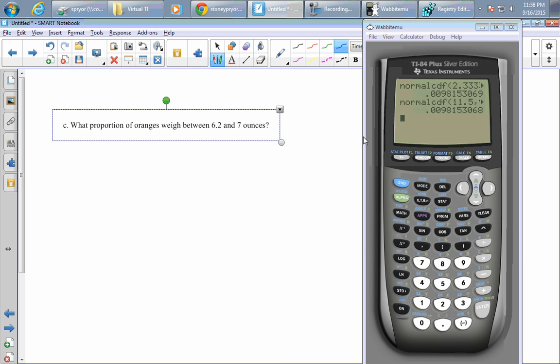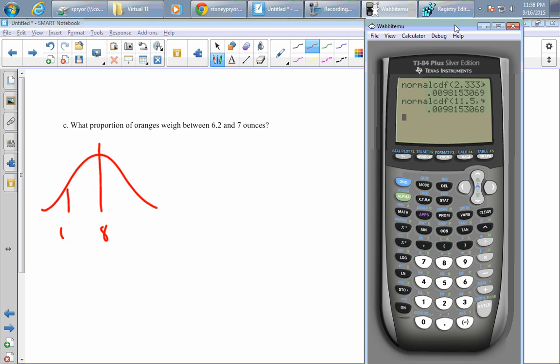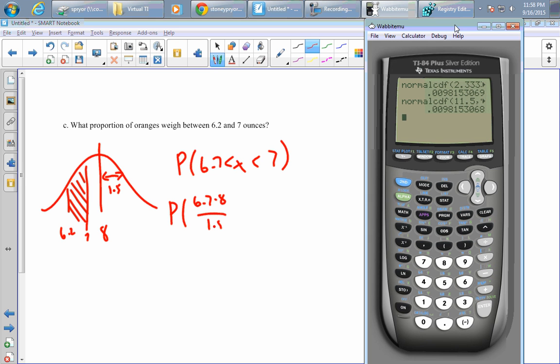The next one is really nice when it says, hey, what proportion of the oranges are between 6.2 and 7 ounces? So I'll draw my curve like I've always done because I expect to see a curve. Here's 8, here's 6.2, here's 7, here's the area I'm interested in, here's the standard deviation. So I'm looking for the oranges that are between 6.2 and 7 ounces. Now, regardless of what little trick I know on the calculator, I still have to show this step.